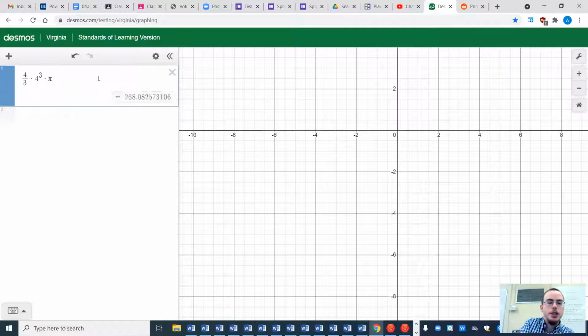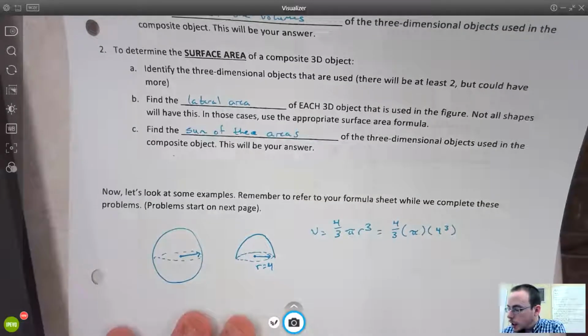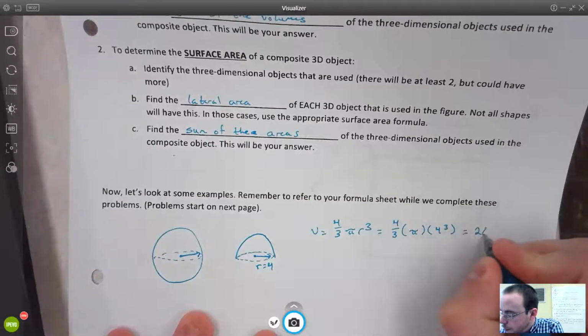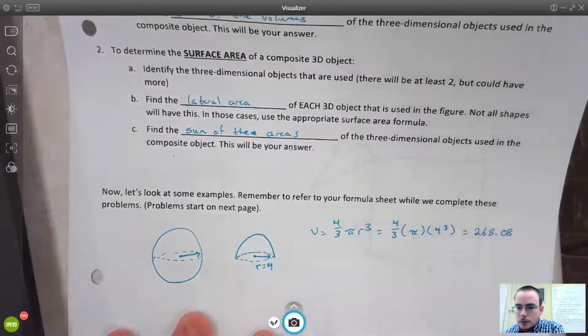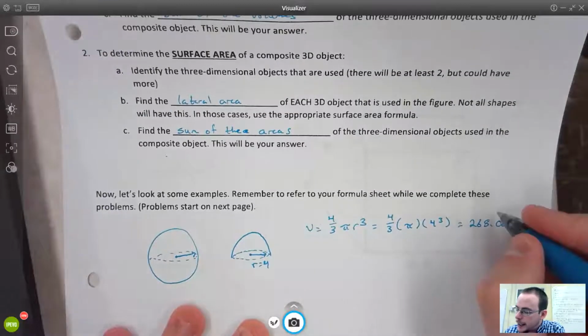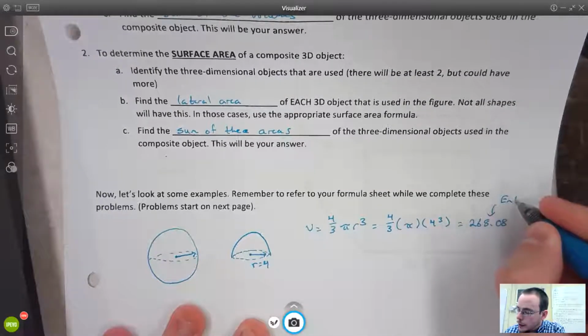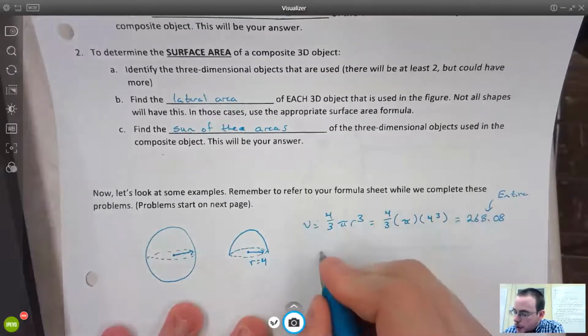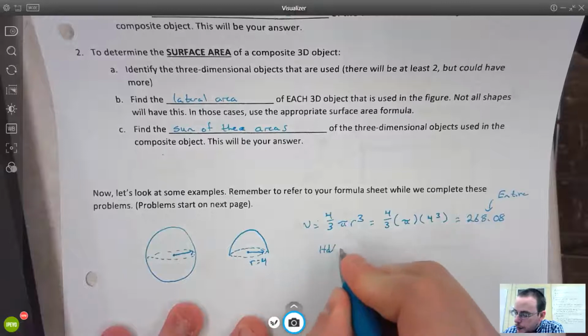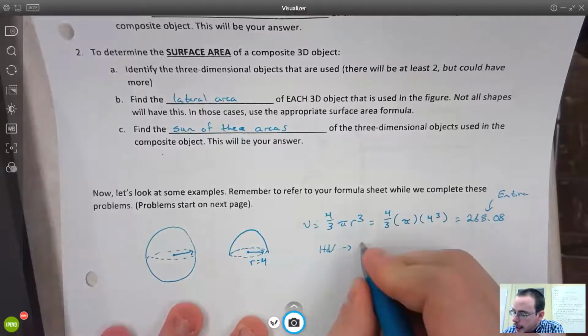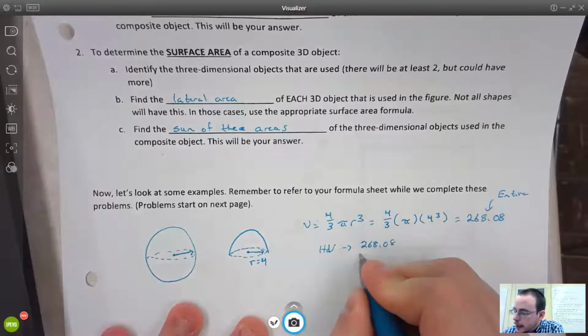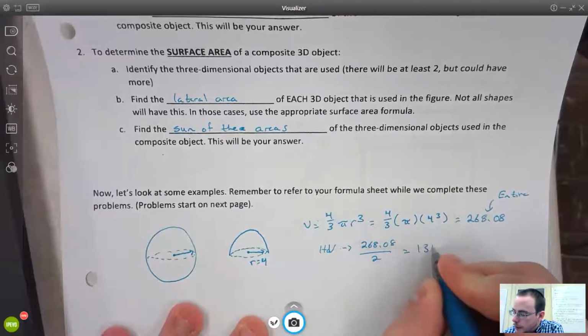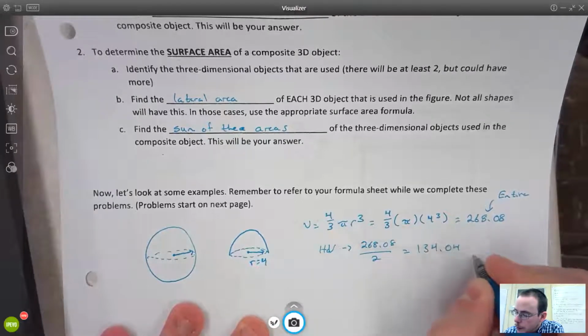So we get 268.08 for our volume. But that's the volume of the entire sphere, right? We want to find the volume of the hemisphere. So for the hemisphere volume, you would take 268.08 and divide it by 2 to give you 134.04.